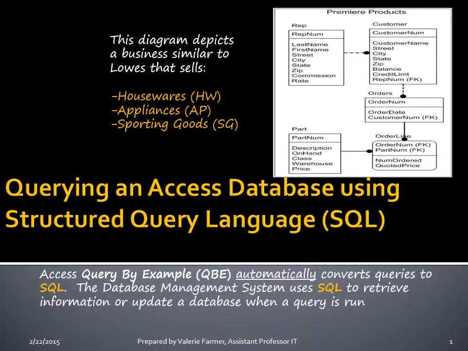This diagram depicts a business similar to Lowe's that sells housewares, appliances, and sporting goods. We will use this database to learn structured query language.